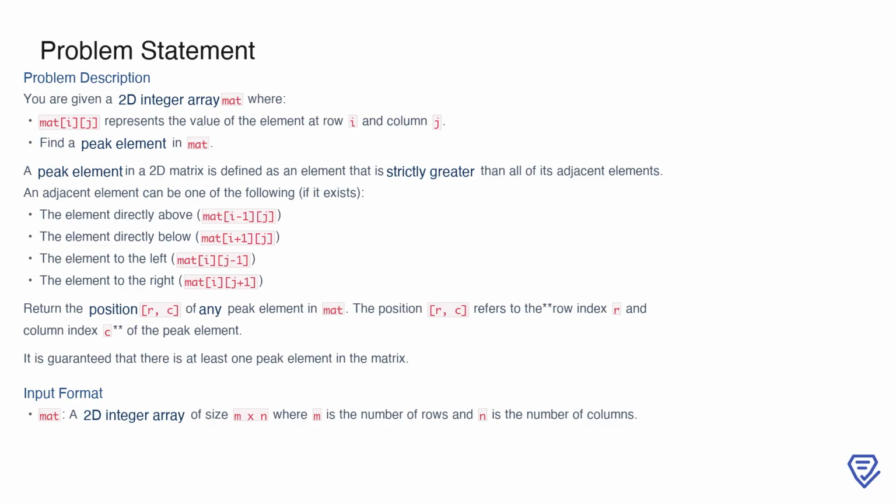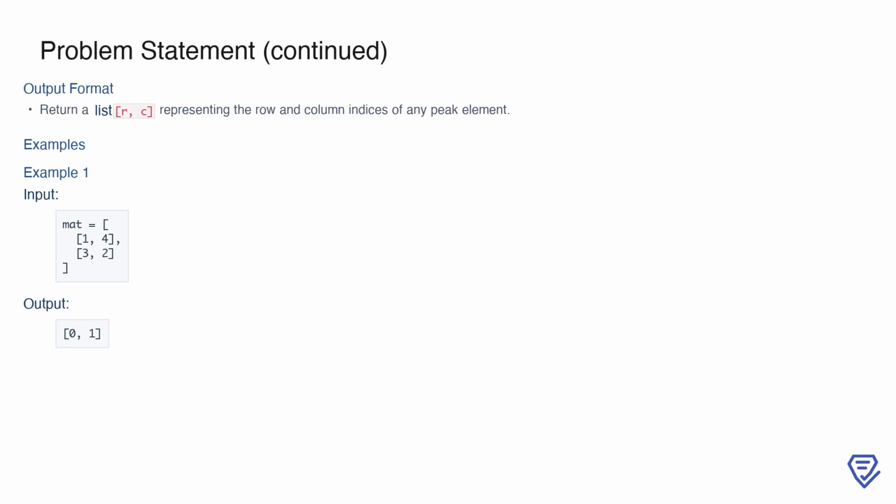The output should be the position [R, C], where R is the row index and C is the column index of any valid peak element. Importantly, it's guaranteed that at least one peak element exists in the matrix, so you don't have to handle cases where no peak is present. Finally, the input mat is a two-dimensional array with dimensions m by n, where m is the number of rows and n is the number of columns. The output for this problem is a list [R, C], which represents the row and column indices of any peak element in the matrix. To better understand this, let's consider the first example.